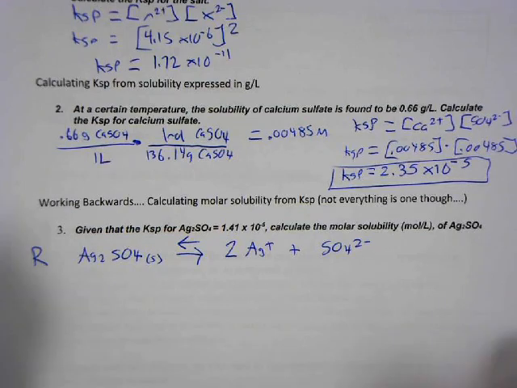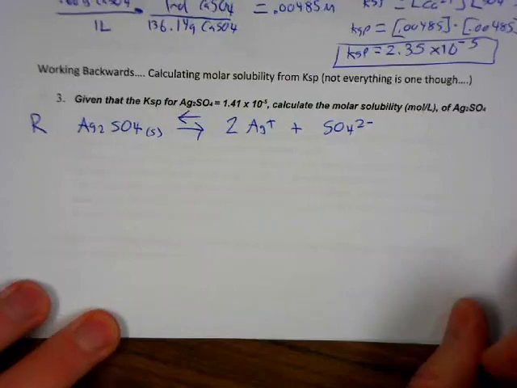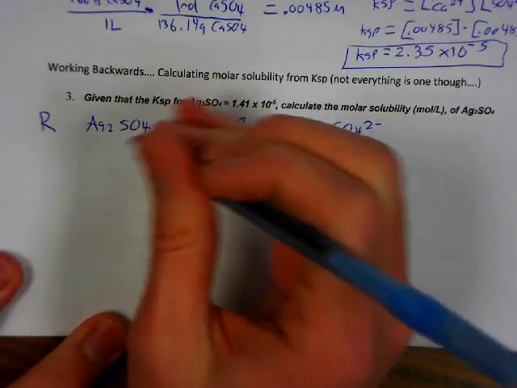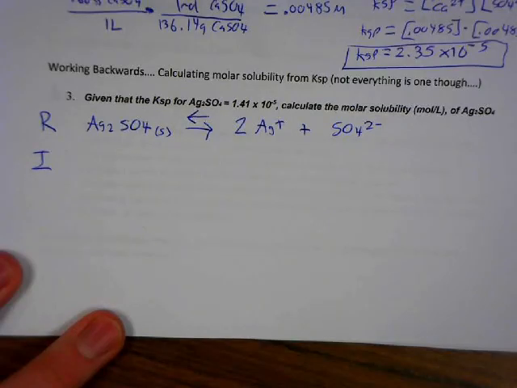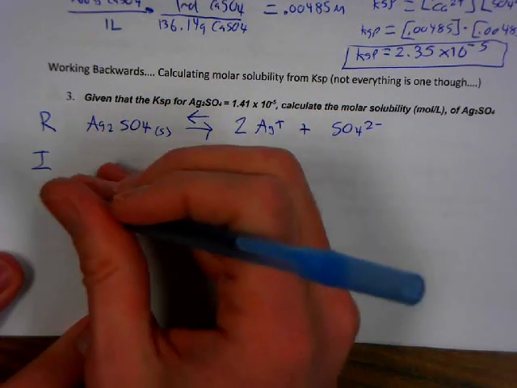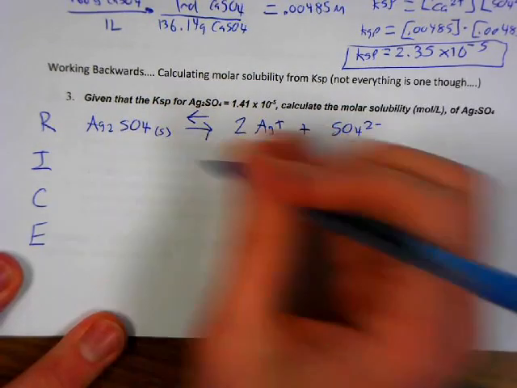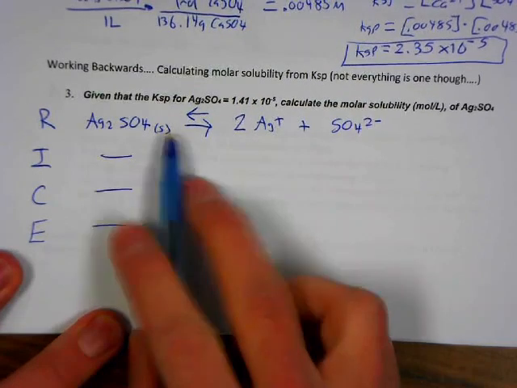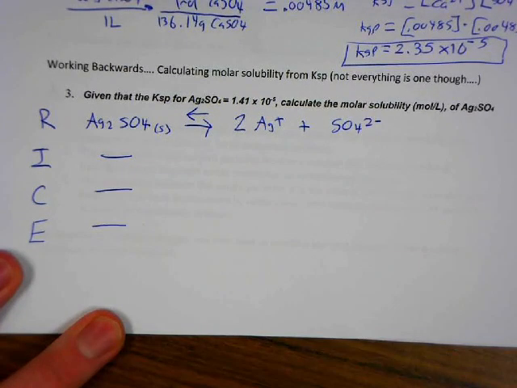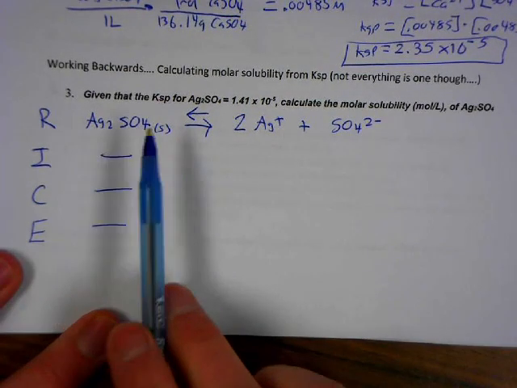2 Ag plus and SO4 2 minus. So this is what I think Jacob was asking about either last time or the time before. Initial concentration. What is my initial concentration of solid? 1.41 times 10, it's a molar.